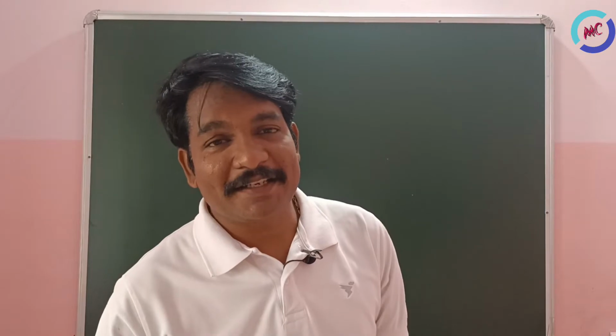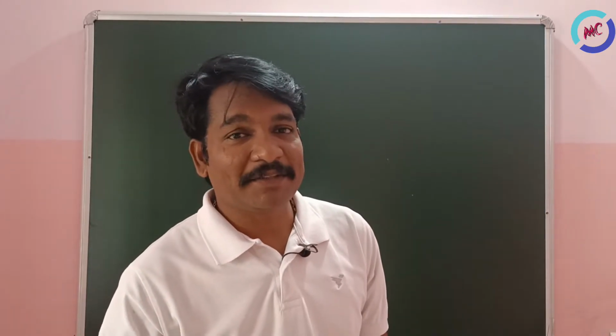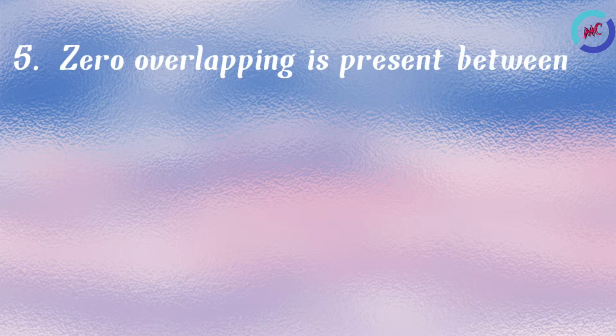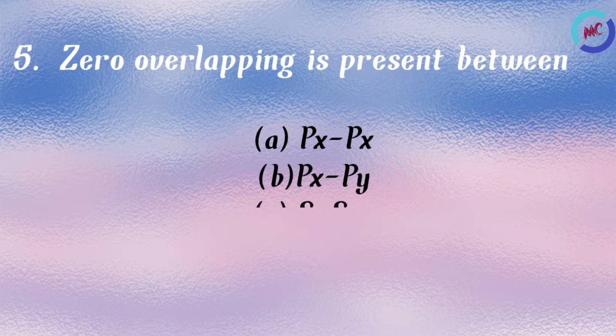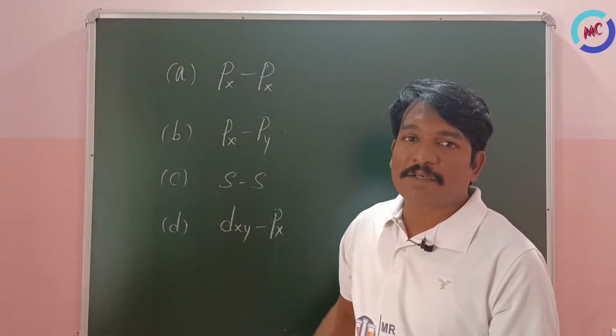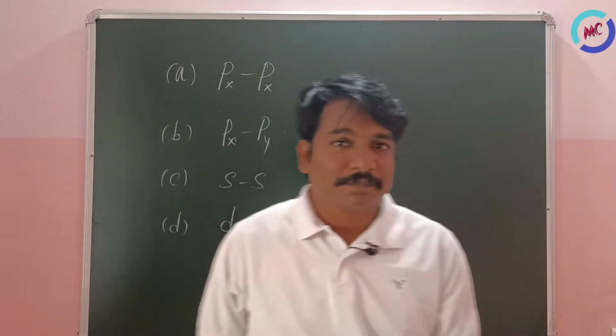The fifth question is based on the possibility of overlapping. We will check that one. Zero overlapping is present between option A, px px, option B, px py, option C, s and s, and option D, dxy px. Let us check the 4 options one by one.